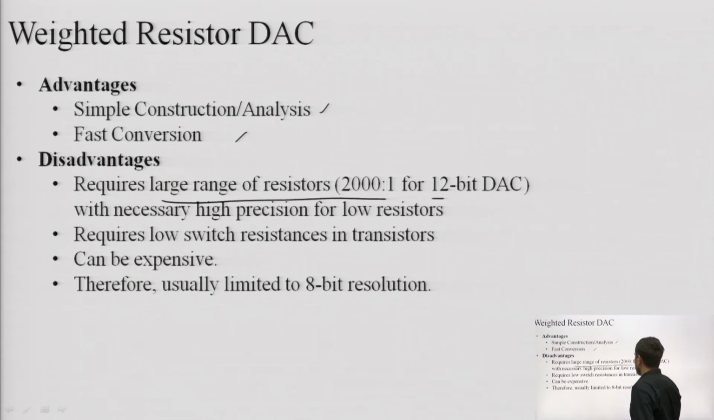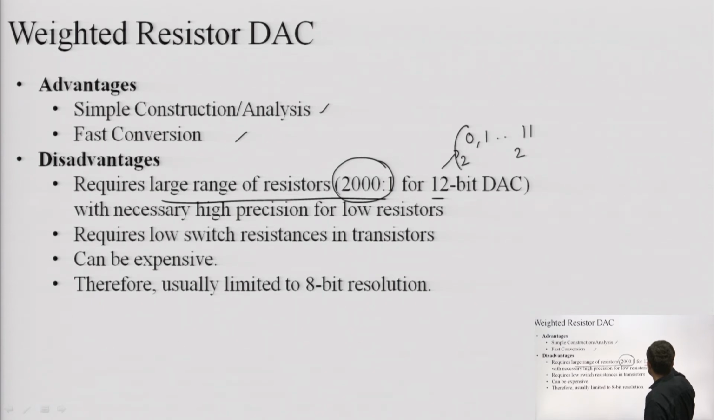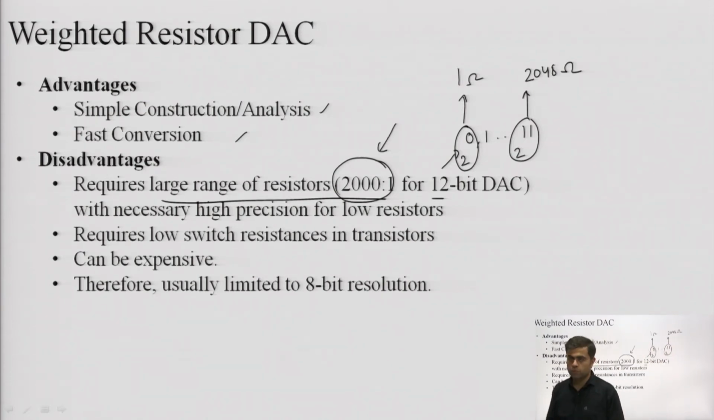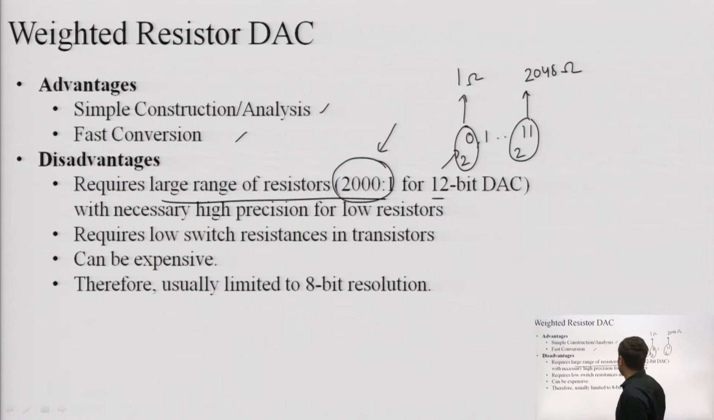So if we are designing a 12-bit DAC, then we require a 1:2000 relation. So for 12-bit, we will be having bits 0, 1 up to 11. So 2 raised to power 0 will be equivalent to your 1 ohm, and 2 raised to power 11 will be equivalent to your 2048 ohm. So this much vast range of resistances will be required. Okay.